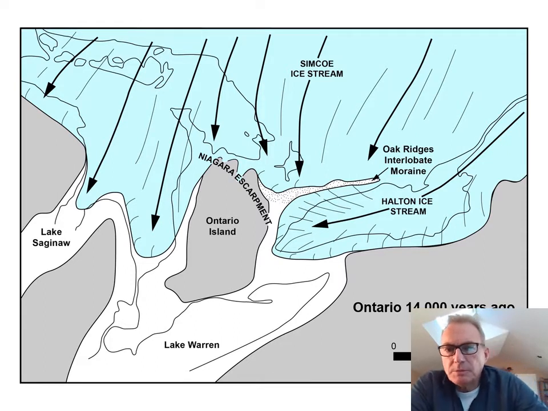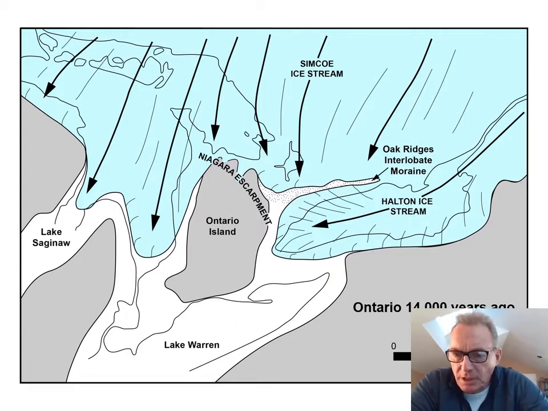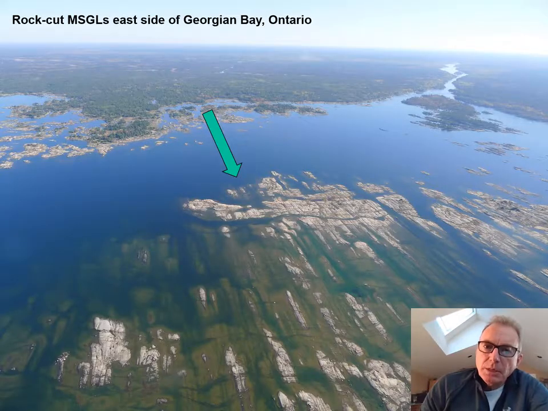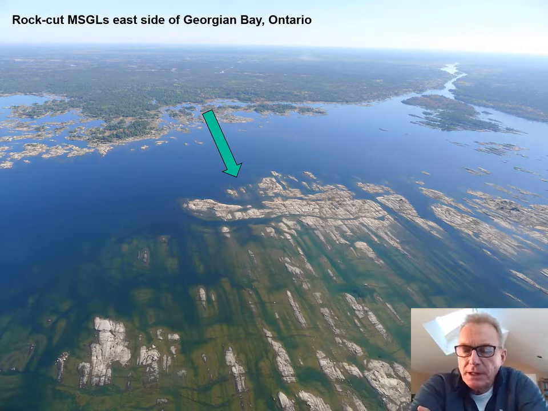So we can map ice streams. This is a simplification of what the area would have looked like. The Horton ice stream, Simcoe ice stream, and there would have been other ice streams coming down the other lake basins as well. And one of the conditions you need for ice streams to develop is soft sediment underneath, so the ice can flow much more quickly by gliding, sliding through these soft, wet sediments underneath. So they're ice streams. And we're now seeing the effects of ice streams on hard rock.